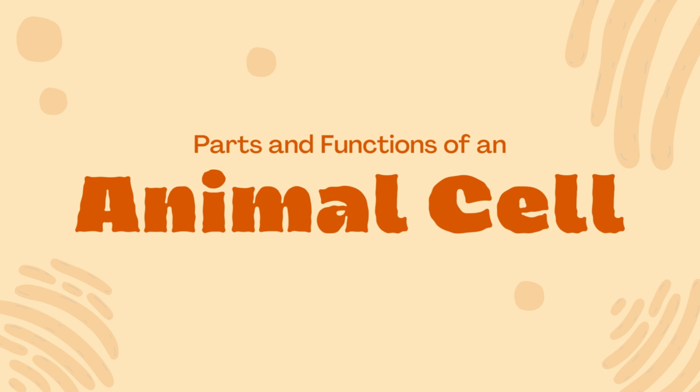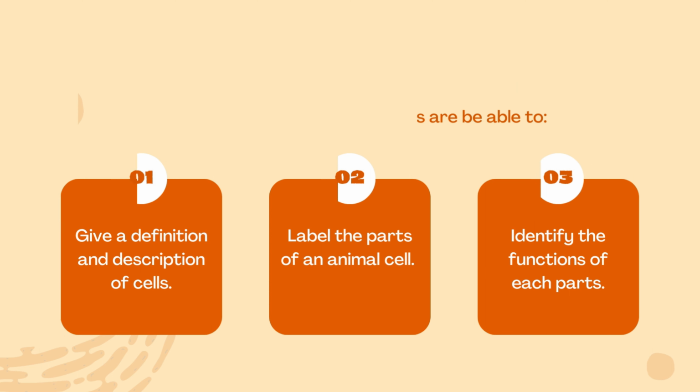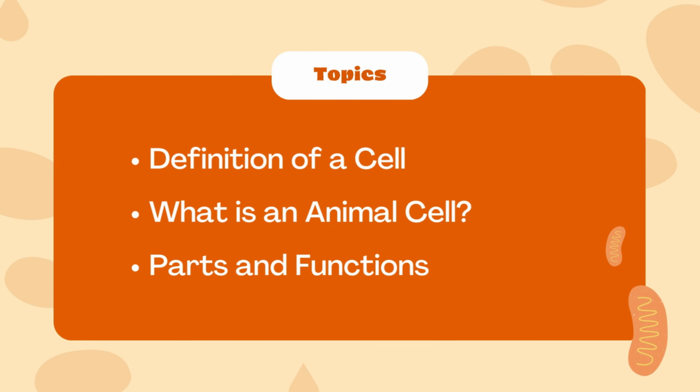So today we are going to learn the parts and functions of an animal cell. We have some objectives. We would be able to give a definition and description of cells. We would be labeling the parts of an animal cell and identifying the function of each part of the animal cell. So what are the topics we are going to cover? We would be covering the definition of a cell, what is an animal cell, and the parts and functions of an animal cell. So these are the topics we are going to cover in our video.